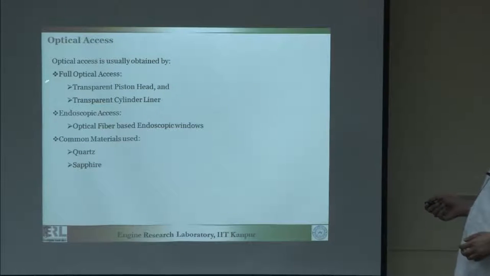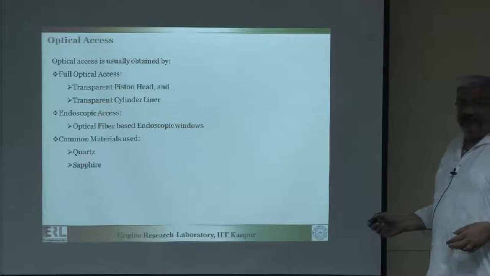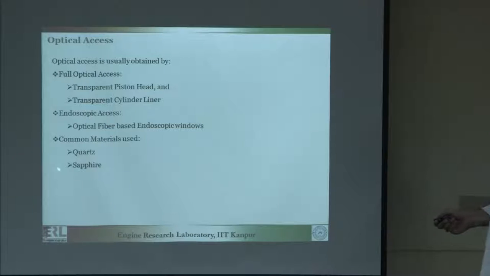So, full optical access. When you have full optical access, you have to have a completely transparent piston head and a completely transparent cylinder liner, two things. So, optical access from the bottom and optical access from the top. Endoscopic, there are endoscopic windows, some of them can be optical fiber based as well. And the common materials that are used are high quality quartz and sapphire in both cases.